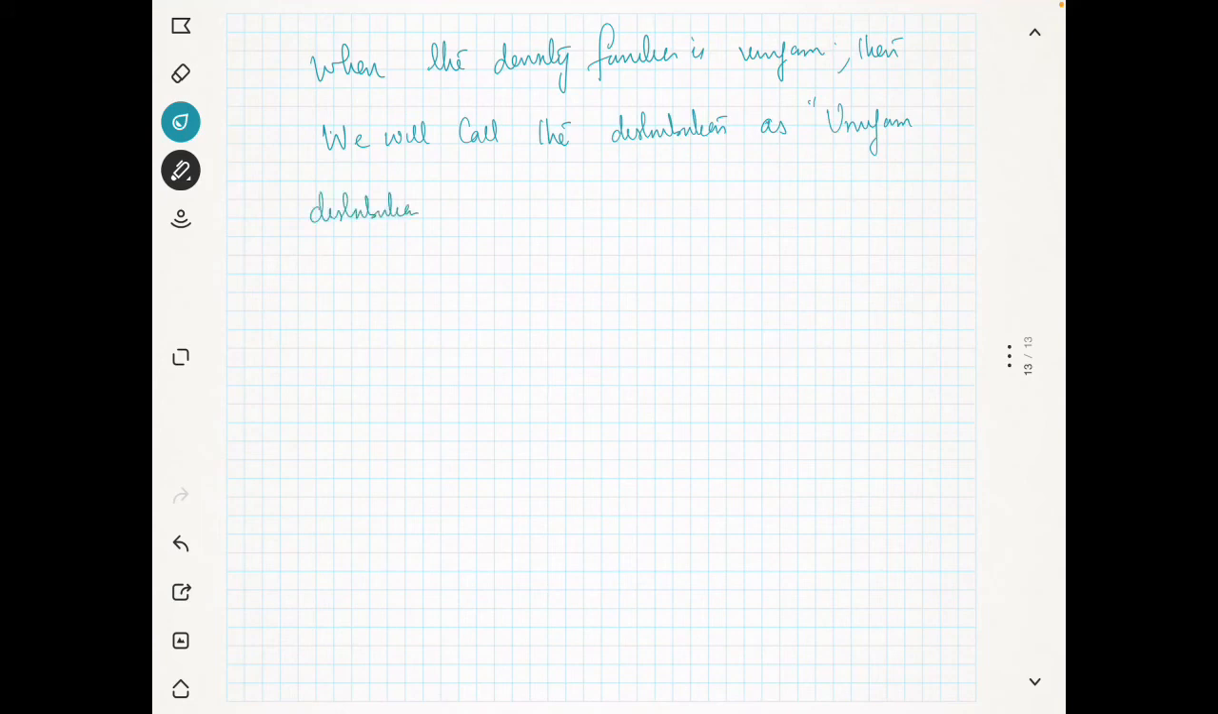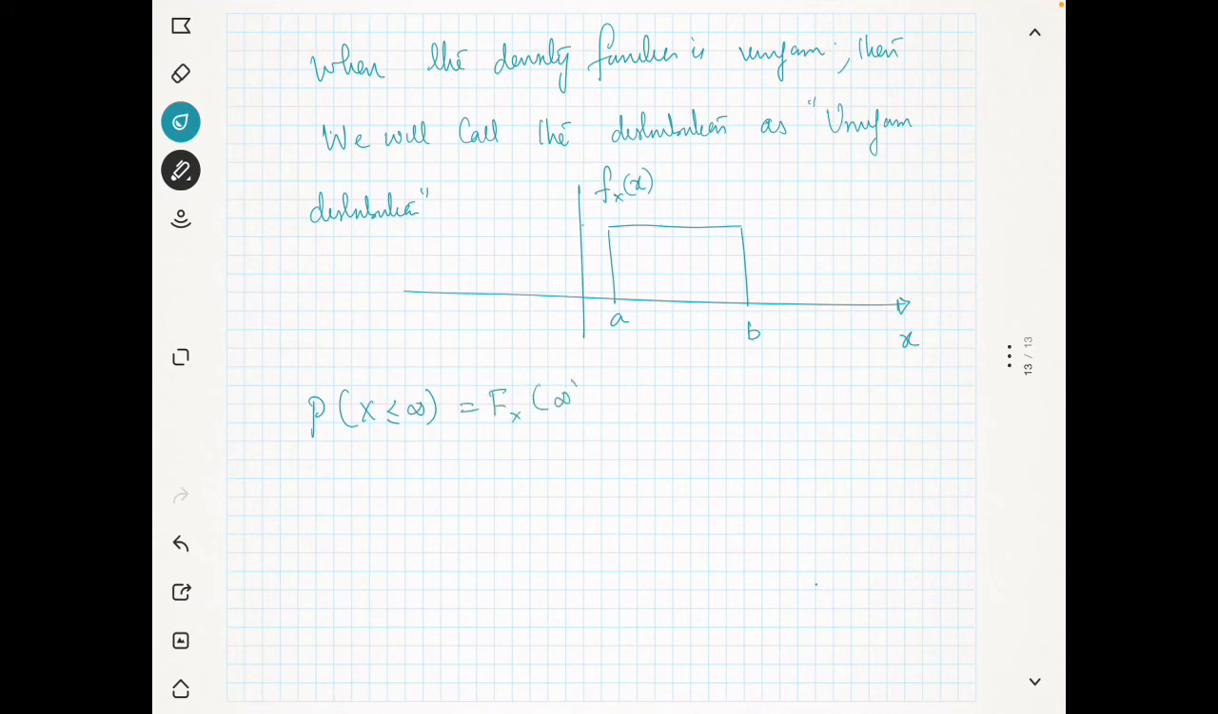Okay, so this is the uniform distribution. In a uniform distribution, in general, we have something like this. You have the points A and B, and this will be the shape of fx of x, and this is your x as the random variable. And I told you the probability that x is less than or equal to infinity is nothing but Fx of infinity. It is nothing but the integral from minus infinity to infinity.